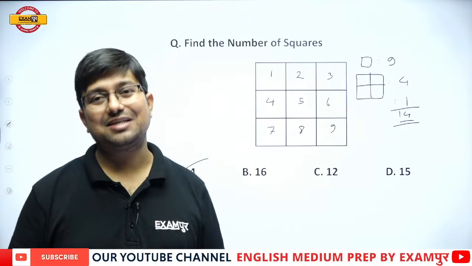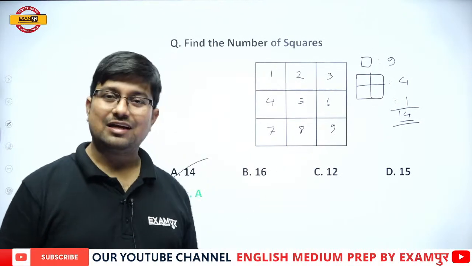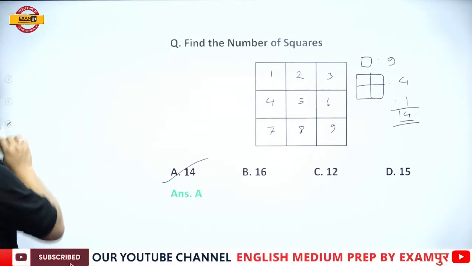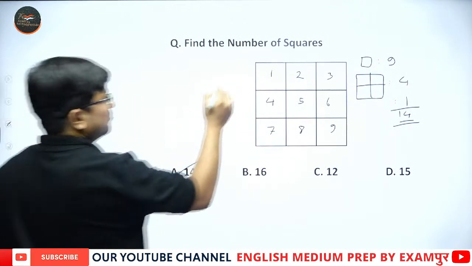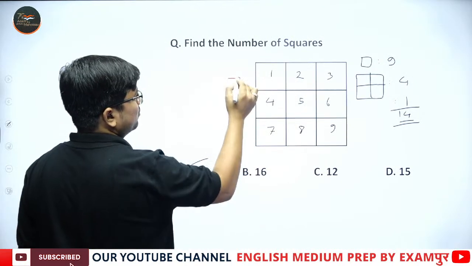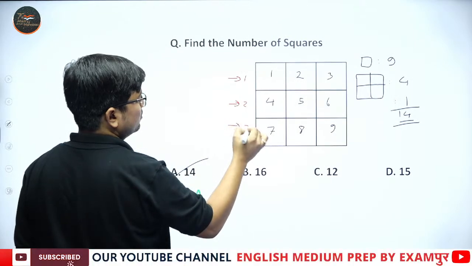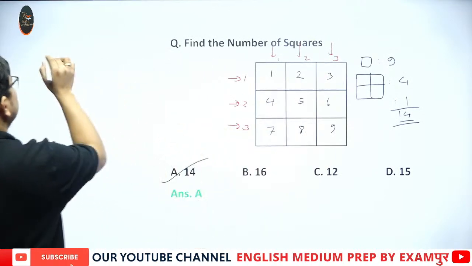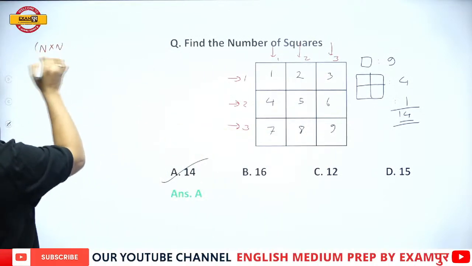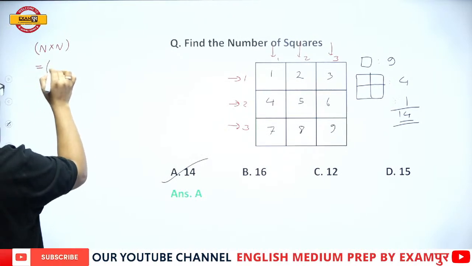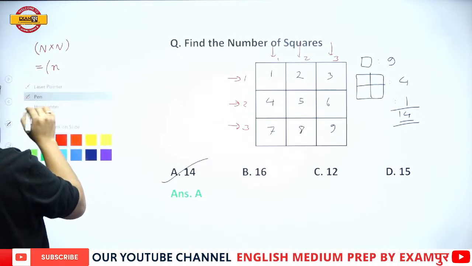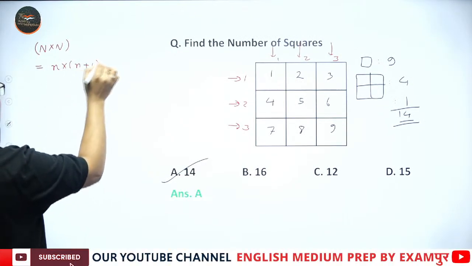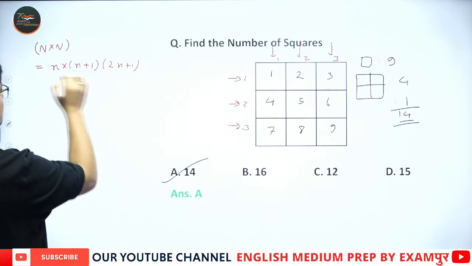If there is a 10 cross 10 square, will you keep on counting in this manner, the lengthy way? No. Now see, my dear students, what is the formula? 1 row, 2 row, 3 row. 1 column, 2 column, 3 column. So basically it's an n cross n matrix where the rows and columns are equal. So the formula will be n into n plus 1 into 2n plus 1 upon 6.